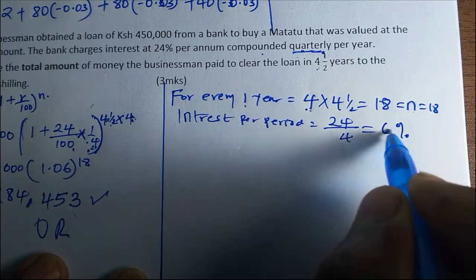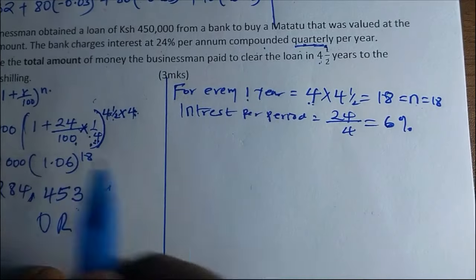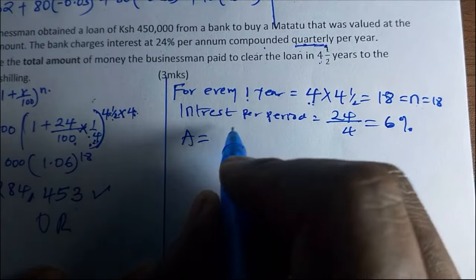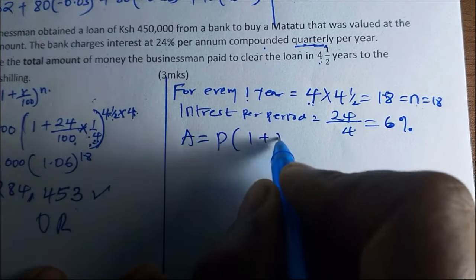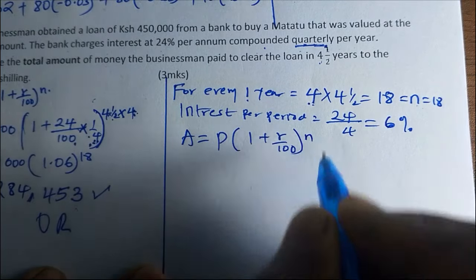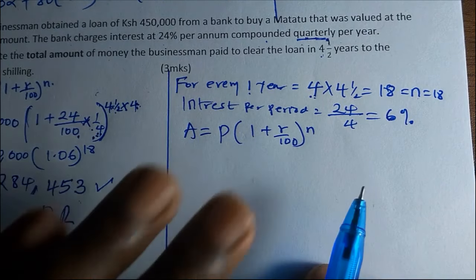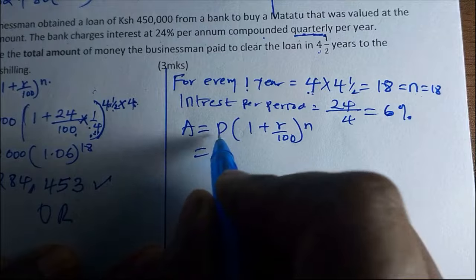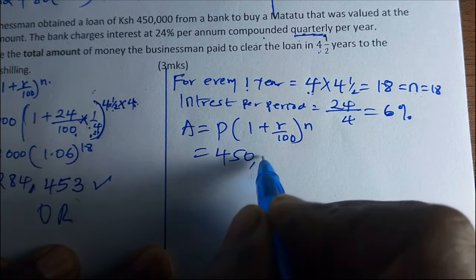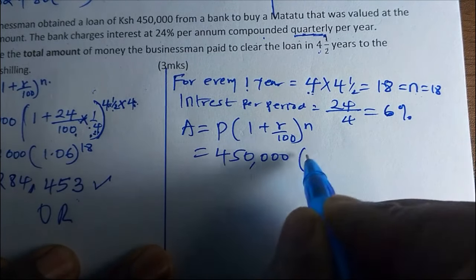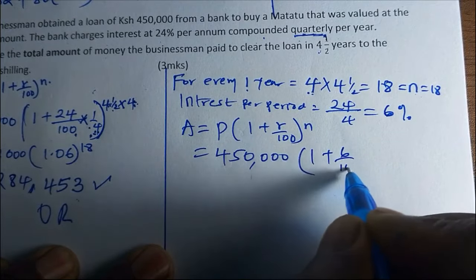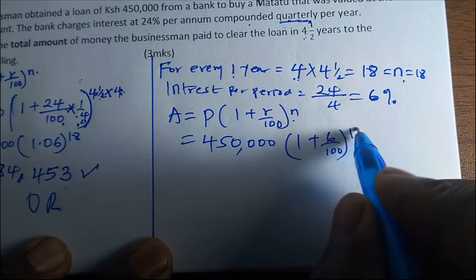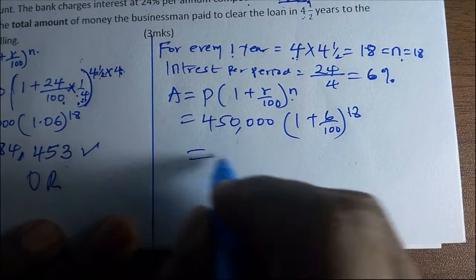Now apply the formula. Amount is equal to principal times 1 plus r over 100 raised to power n. Now you don't need to do it this way now. This one we have. Then this one is going to be principal 4,450 times 1 plus the rate 6 over 100 raised to power n, and the n is 18. We have already finished that. And this one is exactly this.